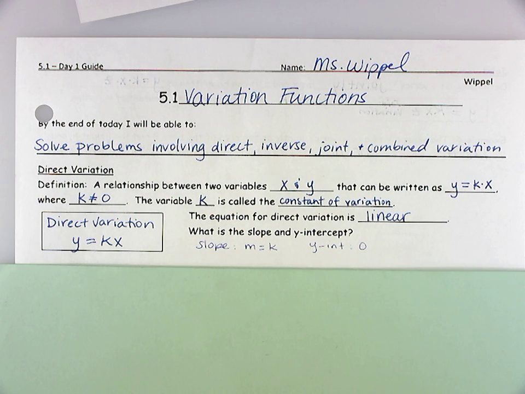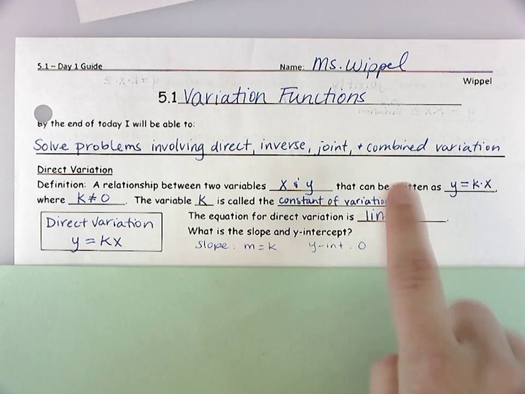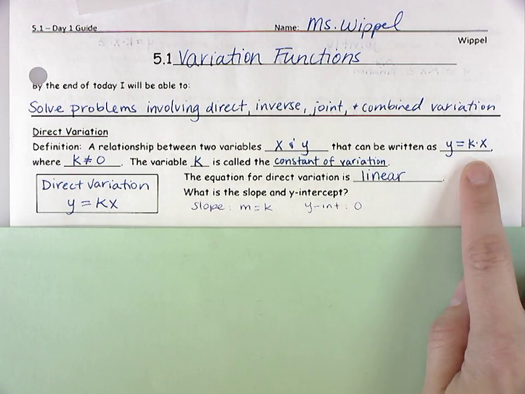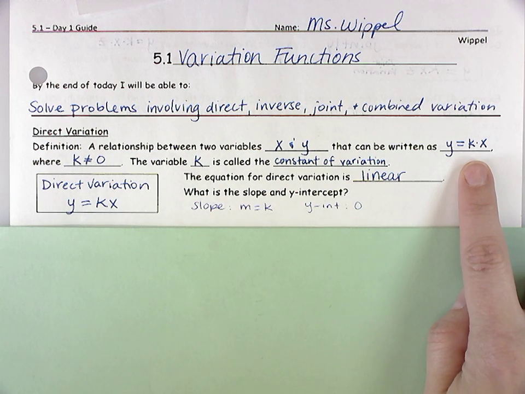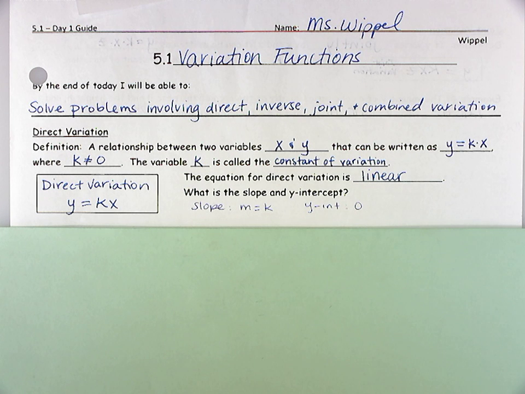Okay, so 5.1 is all about variation functions. Today we're going to solve problems involving direct, inverse, joint, and combined variation. So in defining direct variation, we know that this is going to be a relationship between two variables x and y, and this is going to be our equation, y equals k times x, where k cannot be 0 because the variable k is going to be the constant of variation, and if k was 0, there would be no variation. So k is going to be the variable that relates your x and your y together.